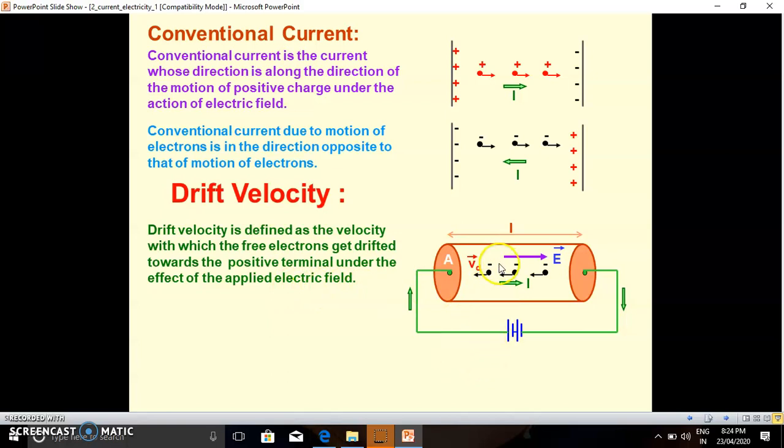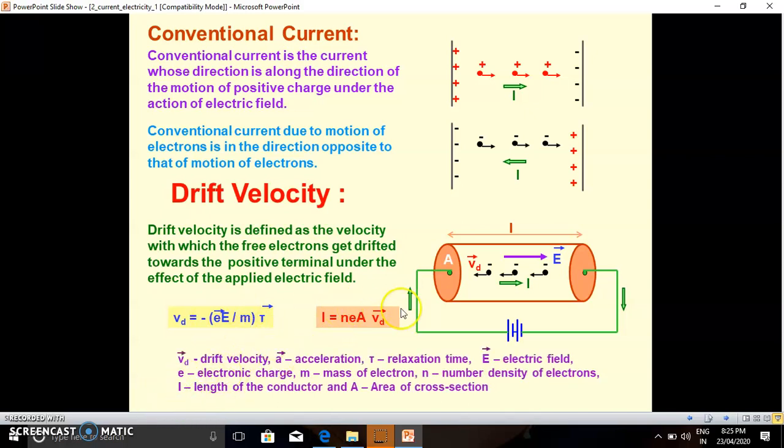So here my dear students, one thing I want to make very clear: the direction of electric field is always opposite to the drift velocity. That means the direction of electrons is from negative to positive, and the direction of electric field is from positive to negative, that is the direction of the current. Now here we are going to see the relation between drift velocity and electric field, and the relation between drift velocity and current, that we are going to see later on. But first we'll discuss some symbols.